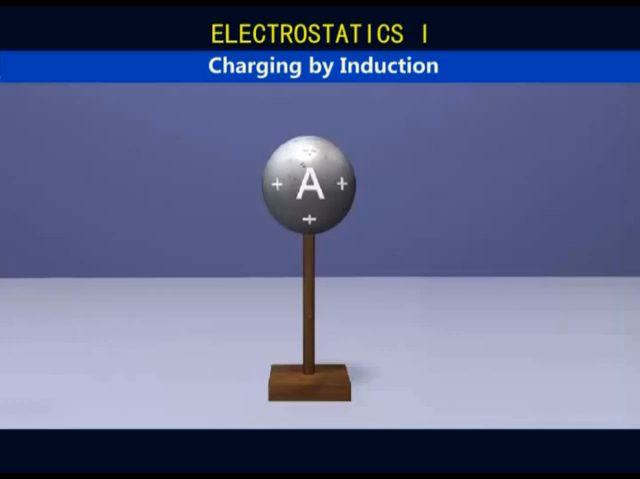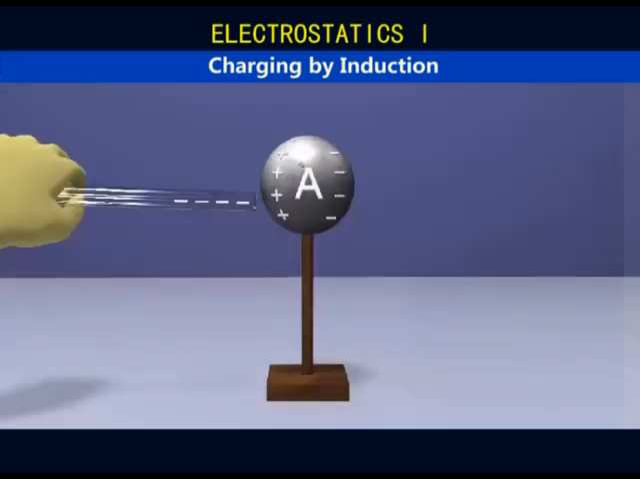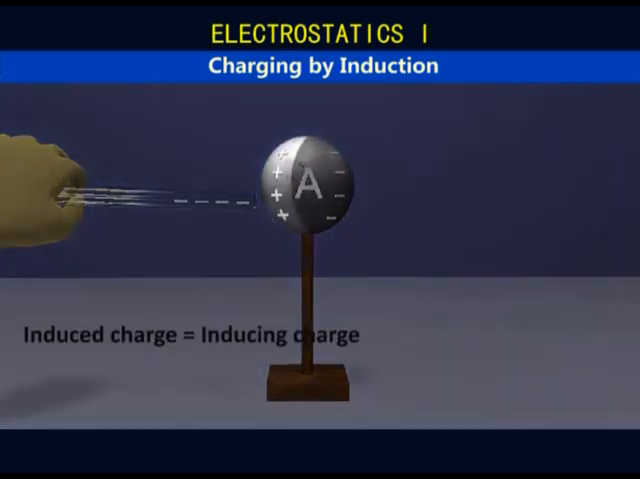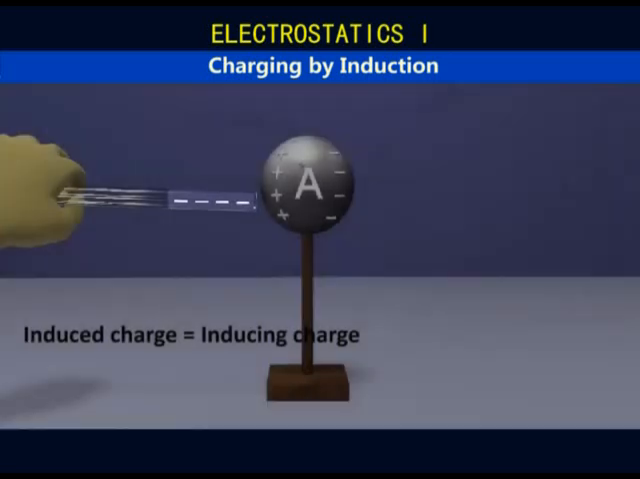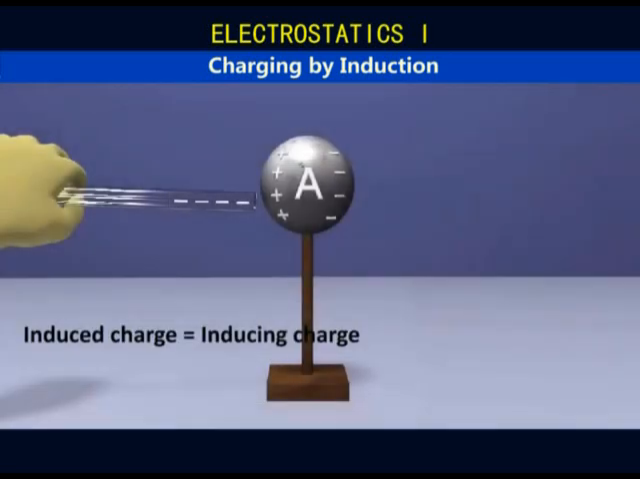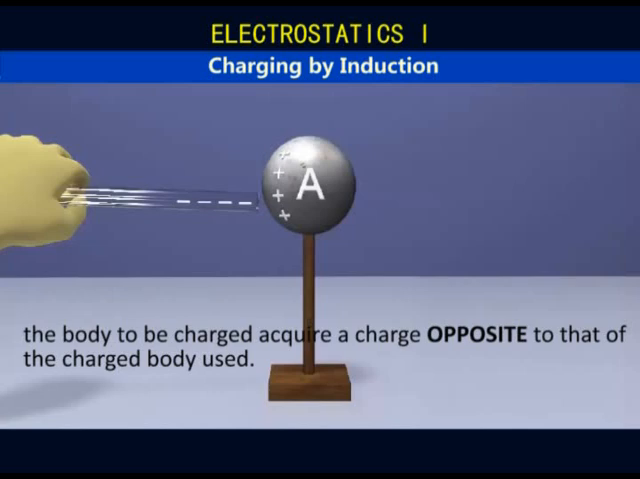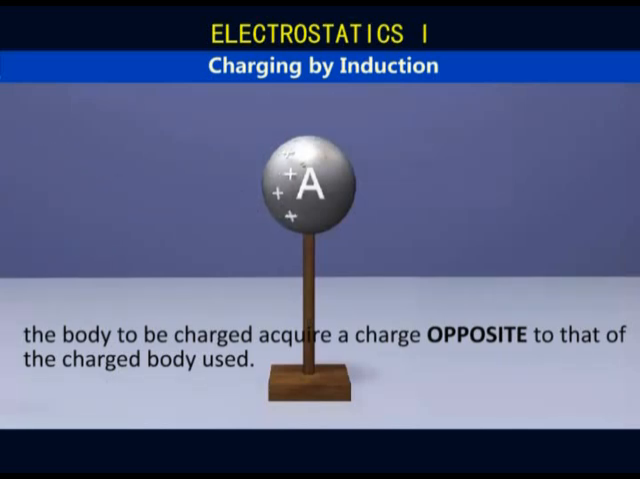We use the word overall because the metal sphere did not lose all of its electrons. The number of electrons lost is equal to those that were on the charged glass rod. In other words, the induced charge is equal to the inducing charge. And so in induction, the body to be charged acquires a charge opposite to that of the charged body used.